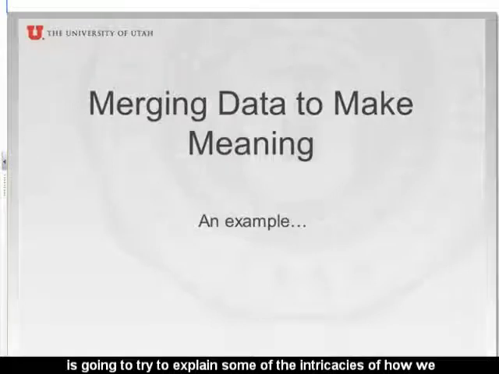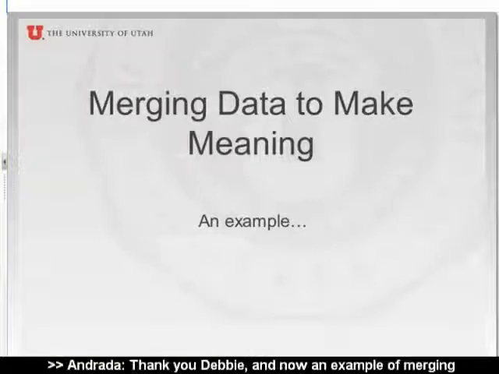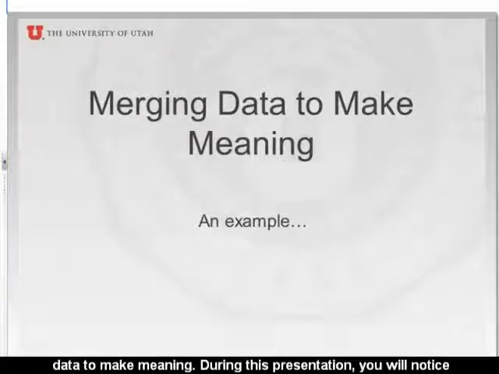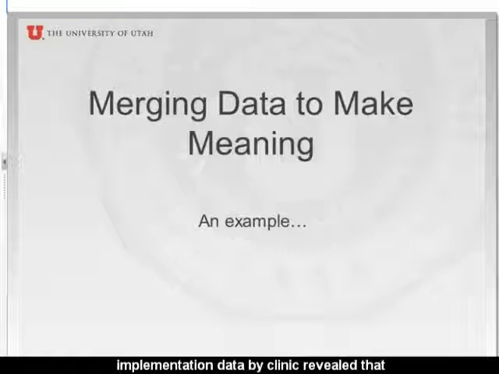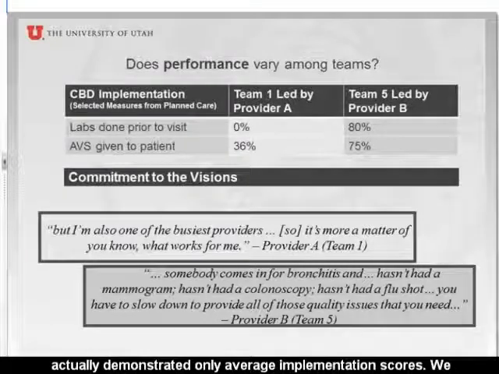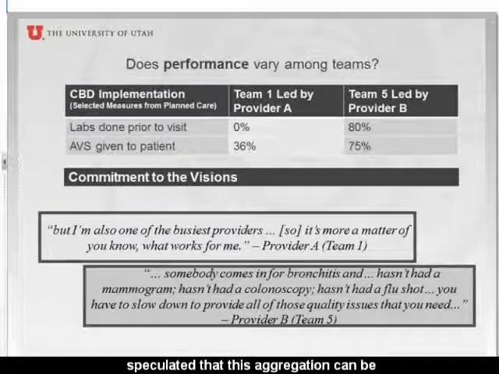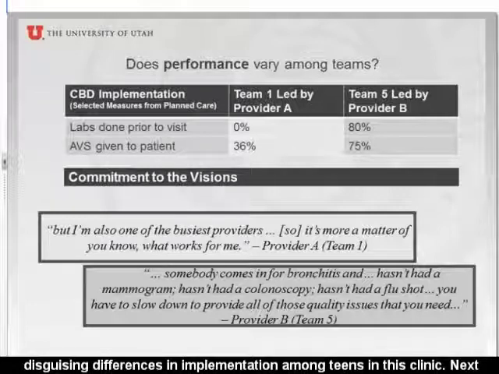Thank you, Debbie. So now an example of merging data to make meaning. During this presentation, you will notice the integration through weaving and also the joint display of results. So a review of implementation data by clinic revealed that one clinic, frequently referenced as an exemplar of the model, actually demonstrated only average implementation scores. We speculated that this aggregation could be disguising some differences in implementation among teams in this clinic. Next slide, please.